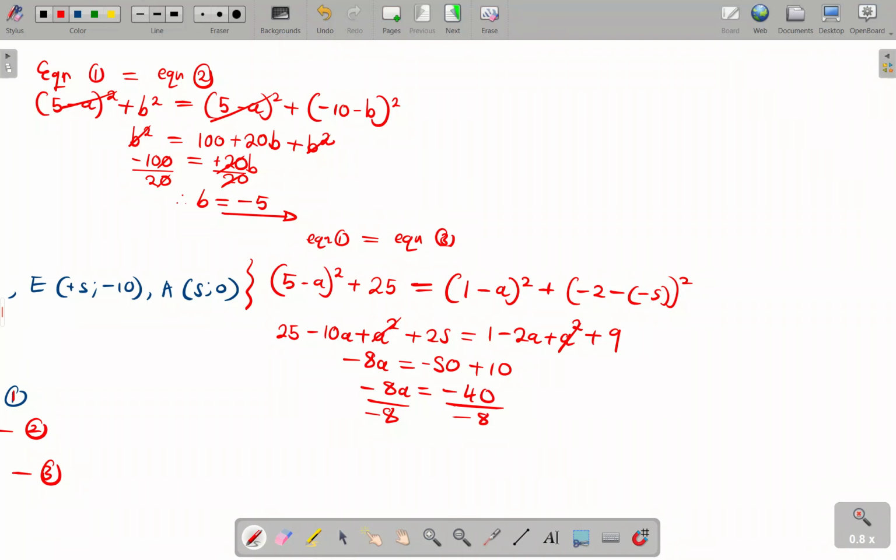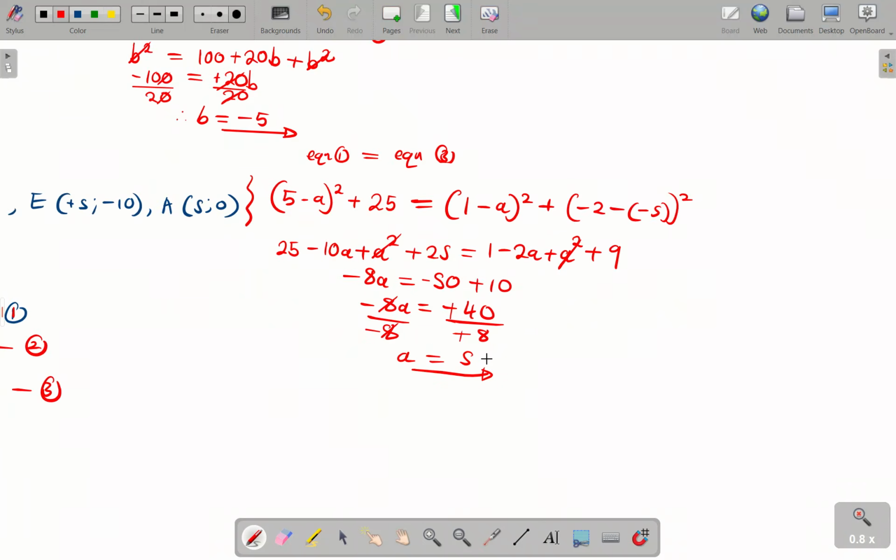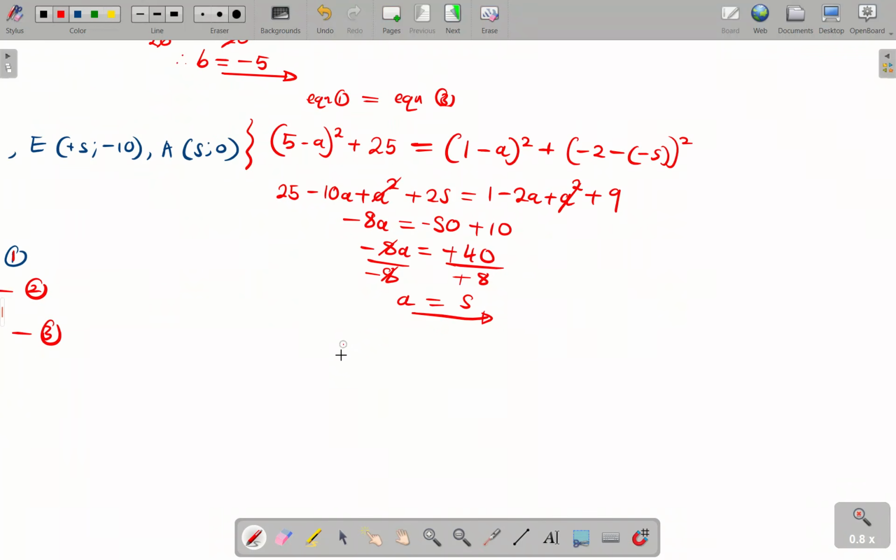Divide by 8. So I have negative 5. This rationalizes, so a is simply positive 5, not negative, because 40 divided by 8 is simply 5. So I have a to be 5. So it means now the equation will be what? The equation therefore is simply what?